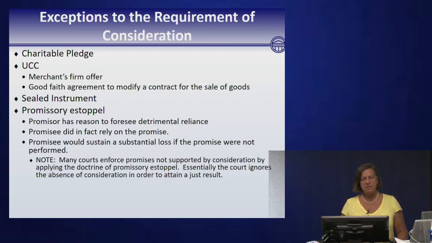And then, of course, promissory estoppel is one way that the courts get around the requirement of consideration. So this doctrine would apply if the person making the promise has reason to foresee detrimental reliance. The promisee did, in fact, rely on the promise and would sustain a substantial loss if the promise were not performed. And so many courts do enforce promises that are not supported by consideration by applying this doctrine of promissory estoppel.